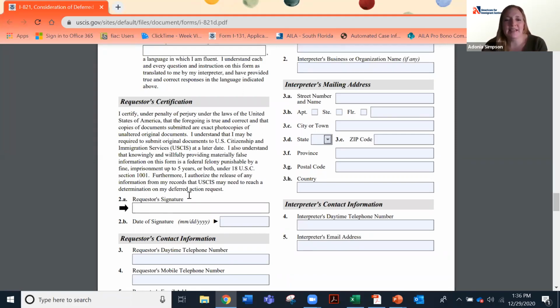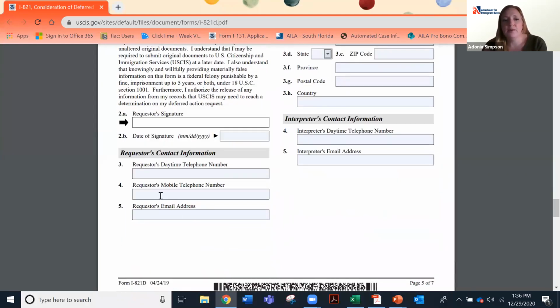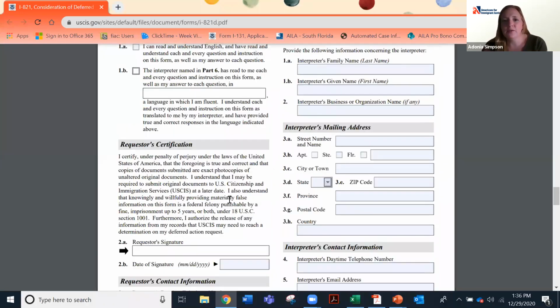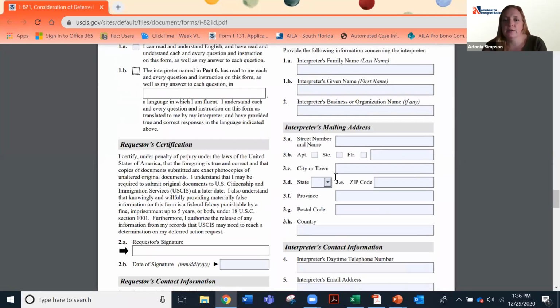But you're going to sign, date, and then this is all your information, your daytime phone number, mobile phone number, email address. If you did use an interpreter, the person providing the interpretation will need to complete part six with all of his or her information.